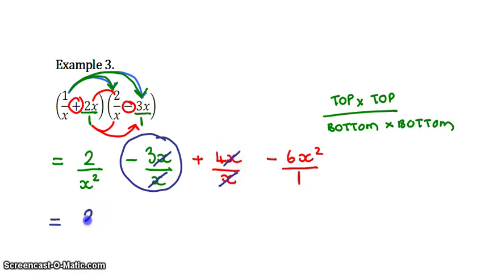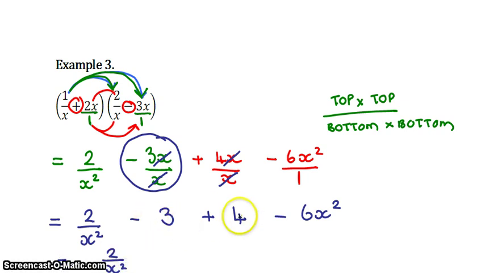So if I simplify those two fractions before I look for like terms, I have minus 3, I have plus 4, and do I really need to divide by 1? Any number divided by 1 is itself. So finally, I can figure out my like terms, which would be the minus 3 plus 4, which would be positive 1, minus 6x squared.